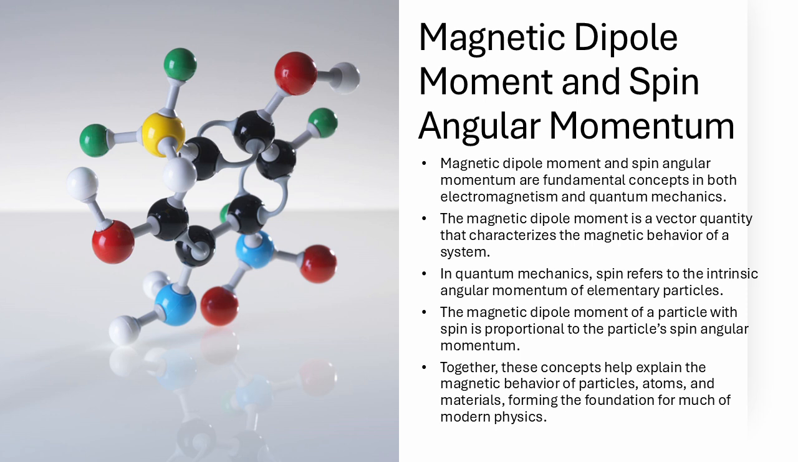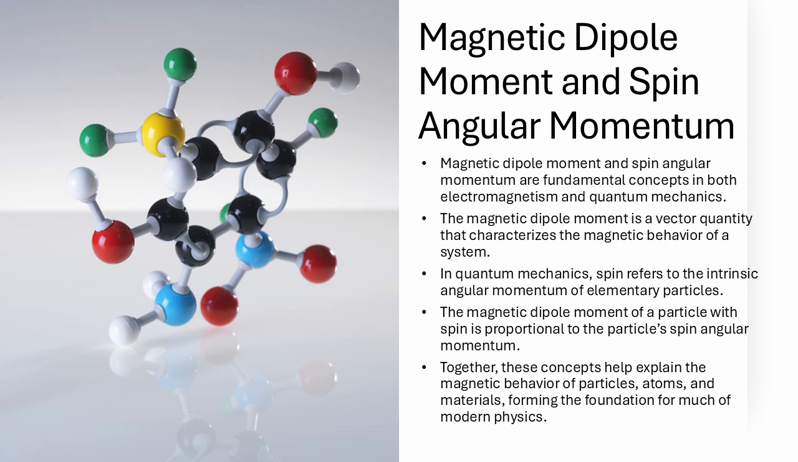Exactly. But what about the tiny particles? Do they have magnetic dipole moments too? Yes, absolutely. And that's where things get really interesting. For example, electrons. They're not just tiny balls of charge, right? They also have this intrinsic property called spin. Imagine a tiny spinning top. And that spin creates its own little magnetic field.